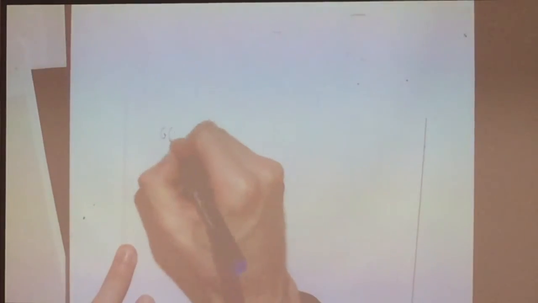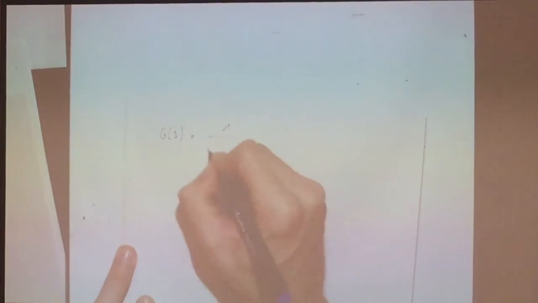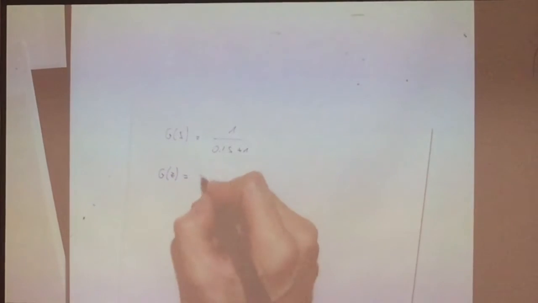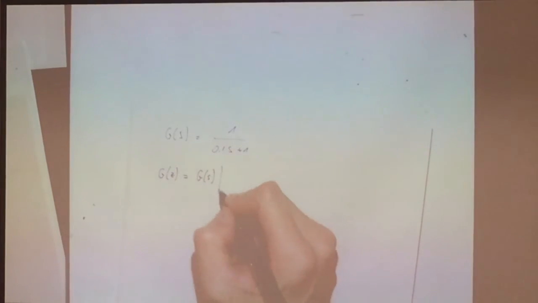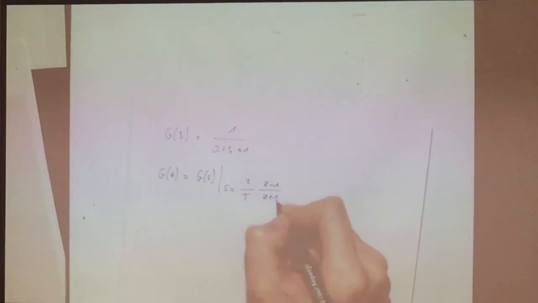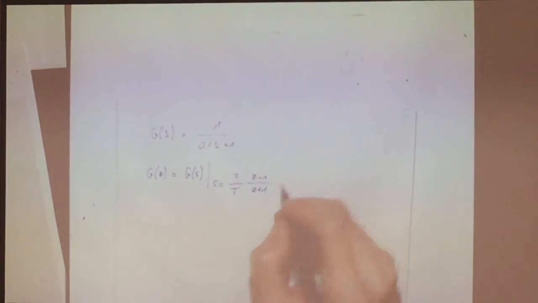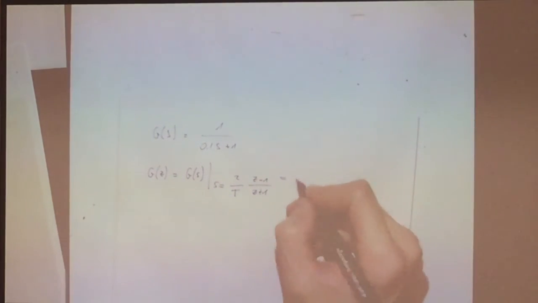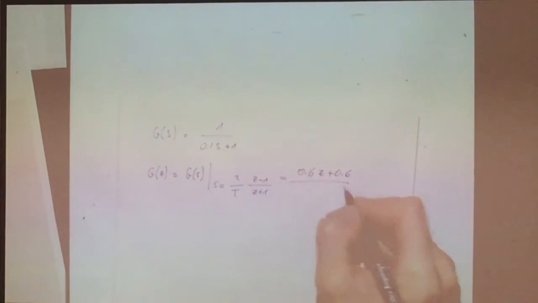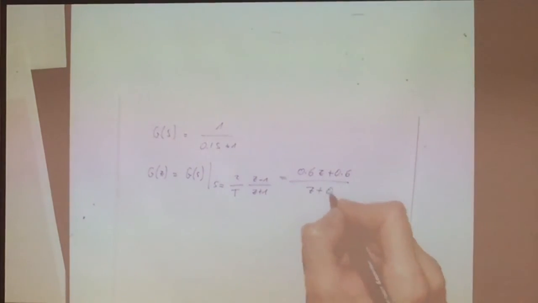Alright, so we have G of s equal to 1 over 0.1 s plus 1. We need to compute the discrete equivalent according to the Tustin rule. We've seen that before, very easy. You do the substitution s equals 2 over T, z minus 1 over z plus 1. And then you do a little bit of maths, you get 0.6 z plus 0.6 over z plus 0.2.